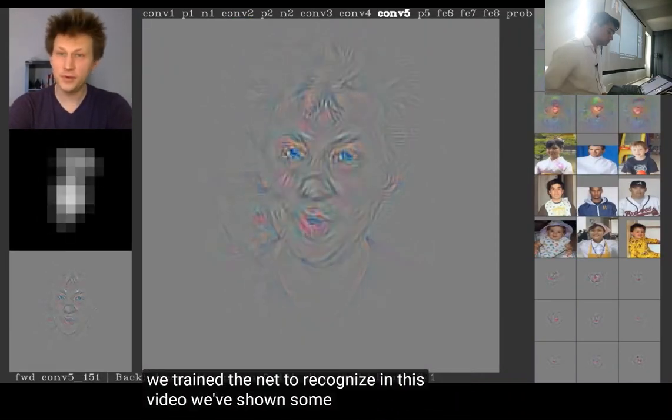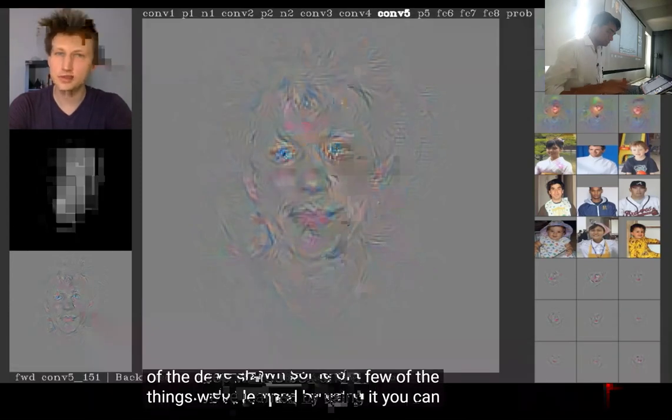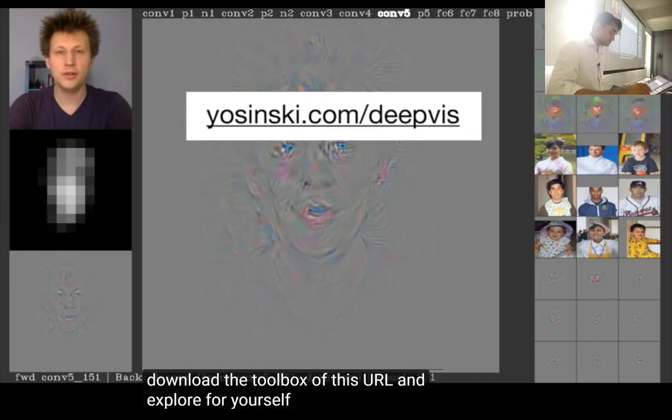In this video, we've shown some of the features of the DeepViz toolbox and a few of the things we've learned by using it. You can download the toolbox at this URL and explore for yourself.